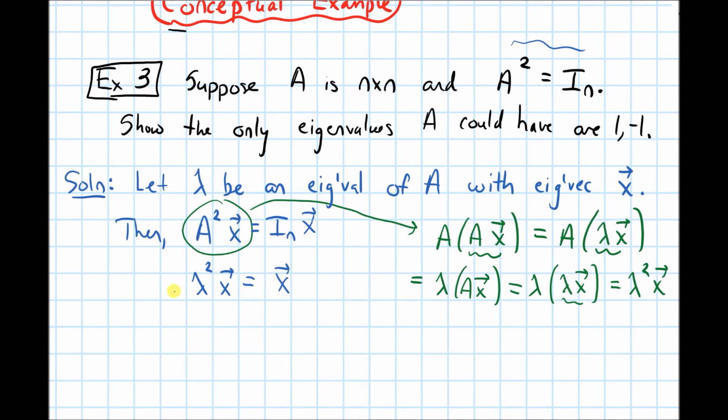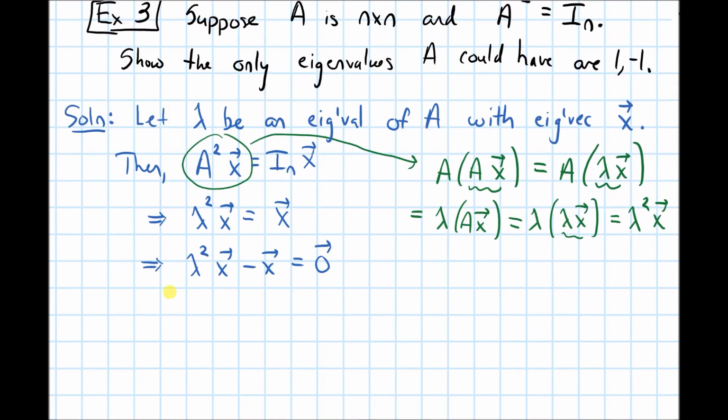Okay, so that first line implies we have this, and then let's move everything over to one side. So I get lambda squared times x minus the vector x equals 0. Okay, so now I can factor out the x and get lambda squared minus 1 times the vector x equals 0.